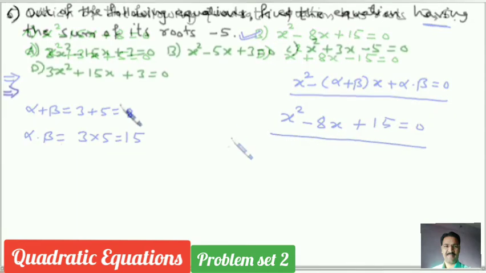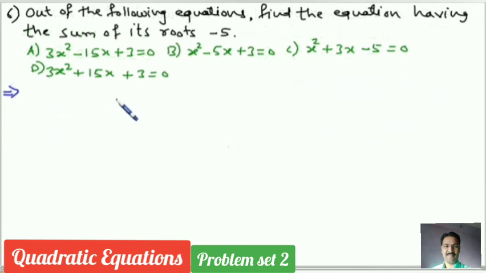Understand, friends? Friends, in the sixth sum, out of the following equations, find the equations having the sum of its roots is minus 5. Look here, they're given to us 4 quadratic equations. Out of them, which we have to select, their sum of roots is minus 5. Sum of roots is minus 5 means what? Alpha plus beta is minus 5.